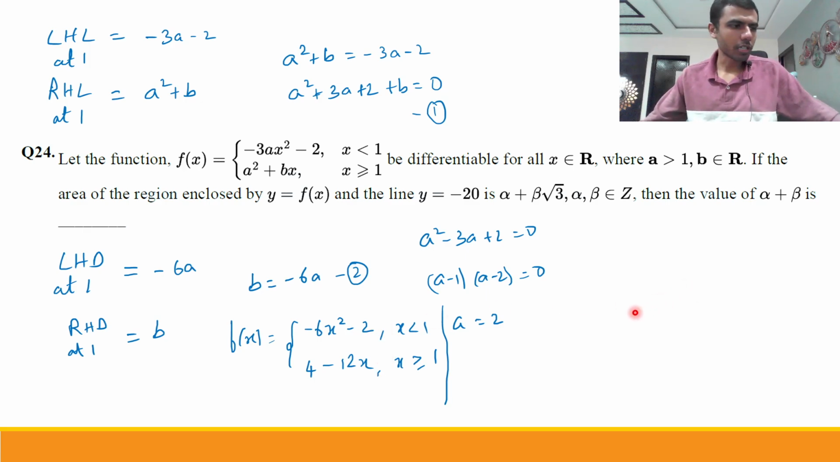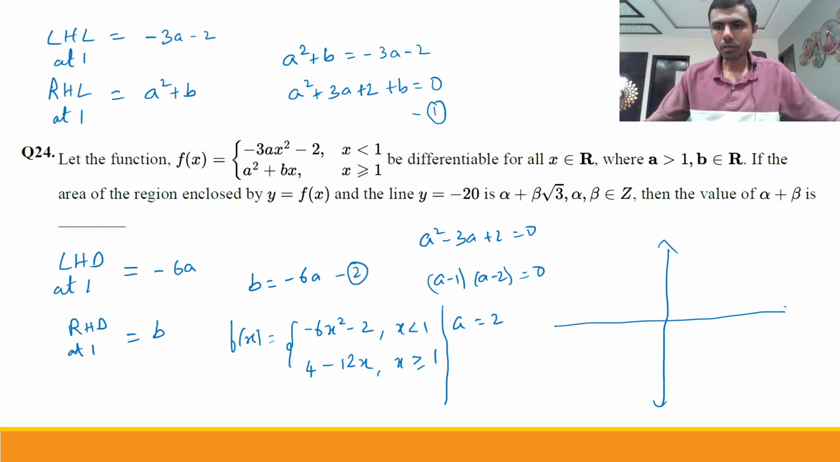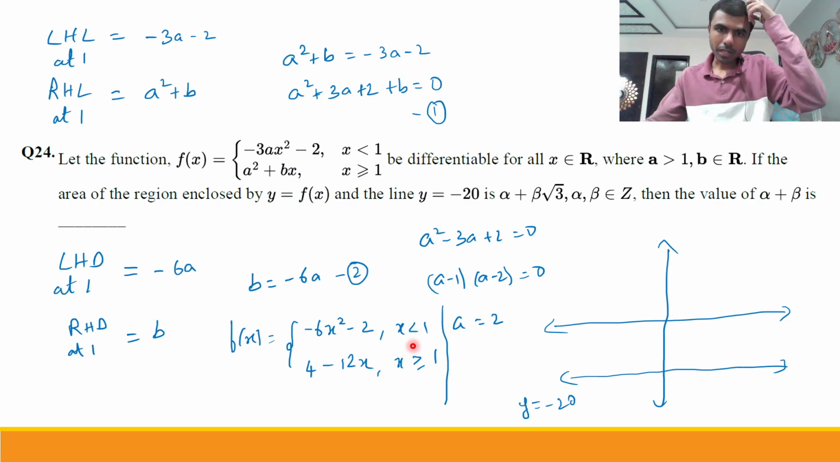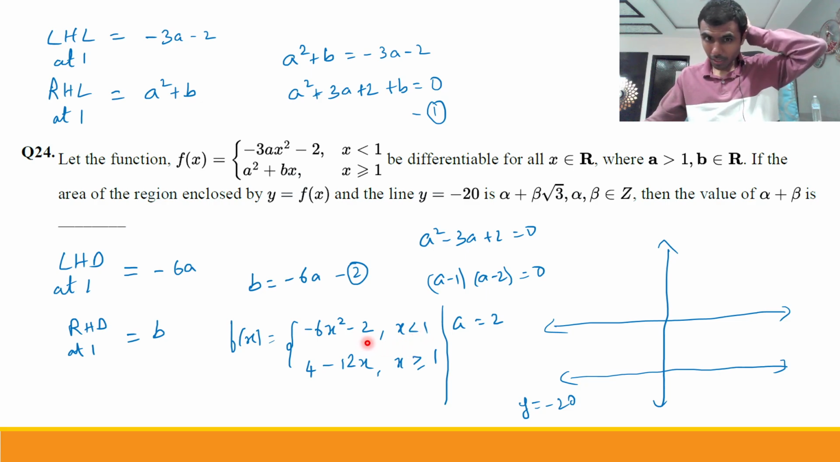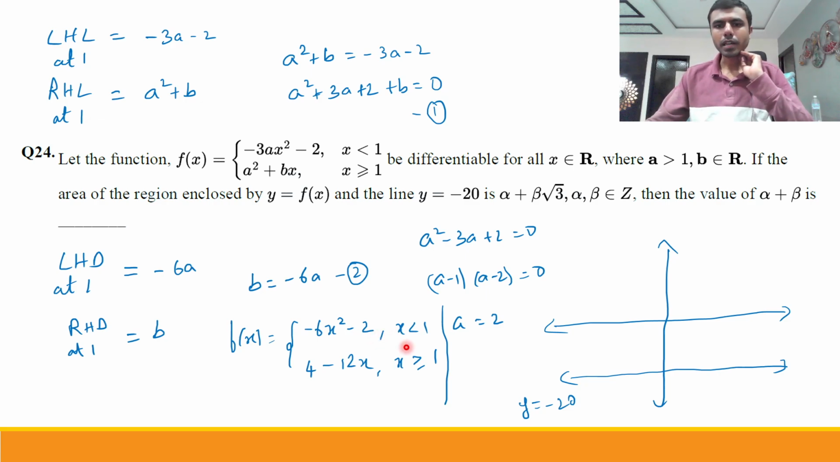Now plot a rough graph. I'm only going to go for a rough graph, the rest you guys need to do. Y equal to minus 20 is a line parallel to x-axis, and it will be somewhere here. Whenever x is less than 1, the function is something like this. Let's start from the straight line, plotting is easier. When x is equal to 1, the graph is going to be 4 minus 12, so minus 8. And at x equal to 2, it would be minus 20.